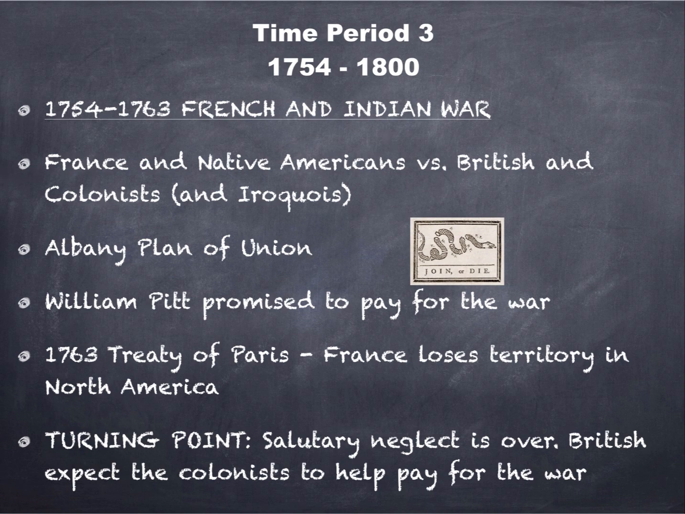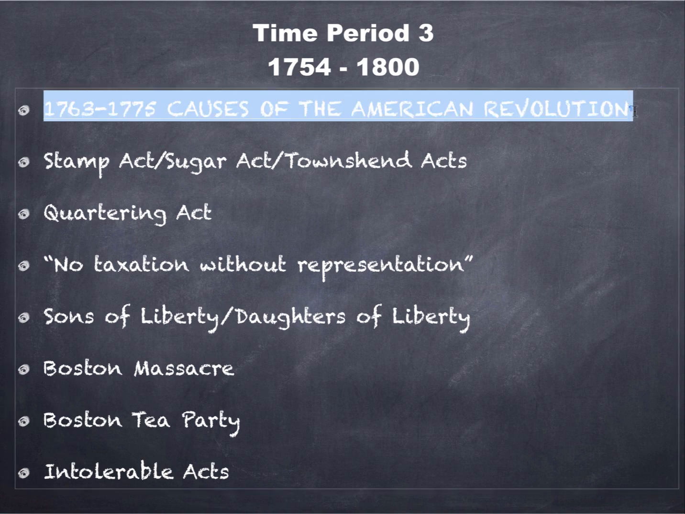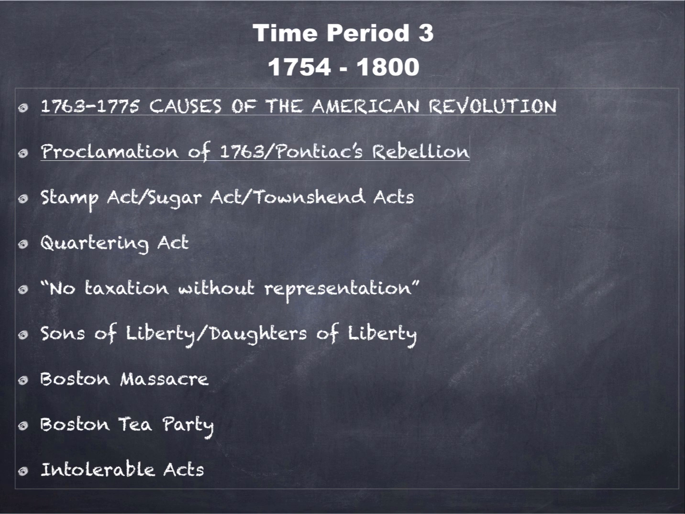Beautiful. Okay. So now we go to the causes of the American Revolution. And I'm going to add that line. Thank you, Andrew. The Proclamation of 1763 and Pontiac's Rebellion. Okay, so once the war is over, the British are trying to defend the colonists from what is called Pontiac's Rebellion.